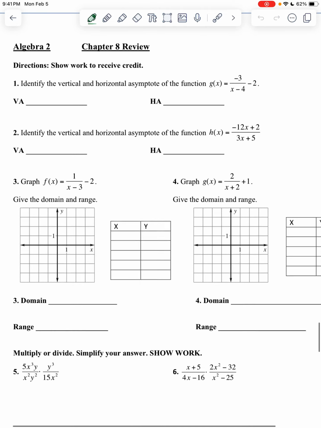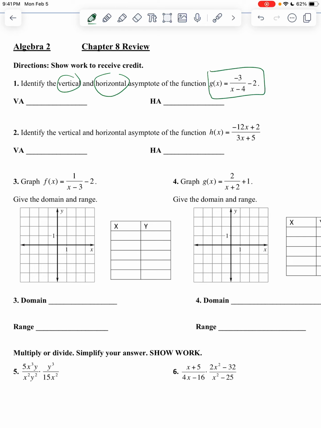All right, this is the whole chapter, so this goes back to the stuff that was on the quiz. We're doing vertical and horizontal asymptotes. This is the first format we learned where there's a number on the top, no x. When you have that scenario, you're going to get your vertical asymptote by whatever makes this bottom equal 0. So in this case, that would be a 4.